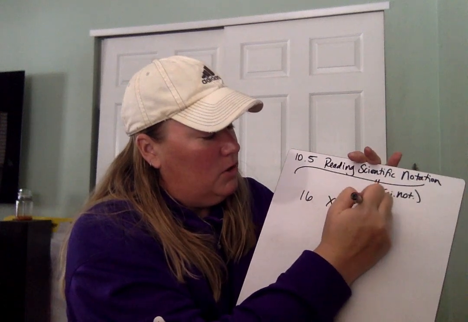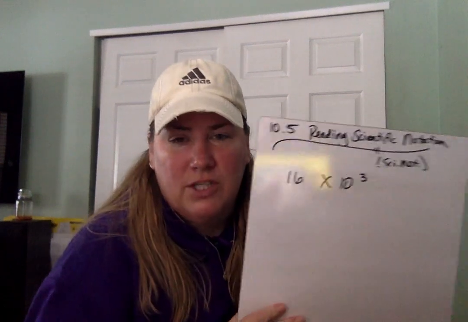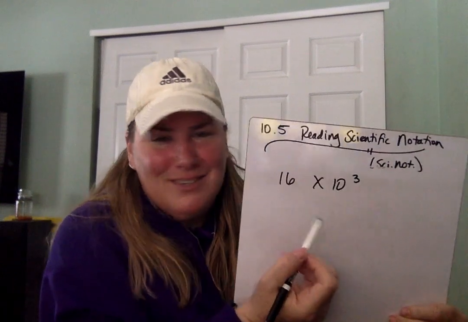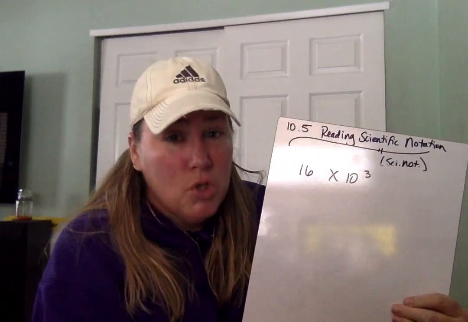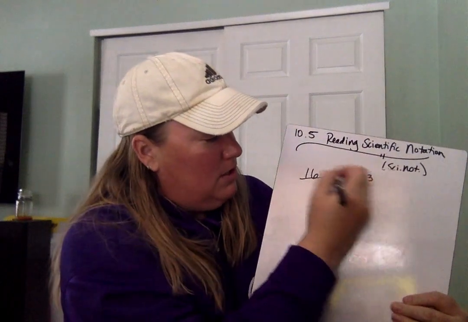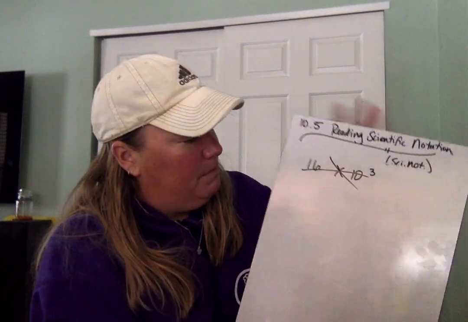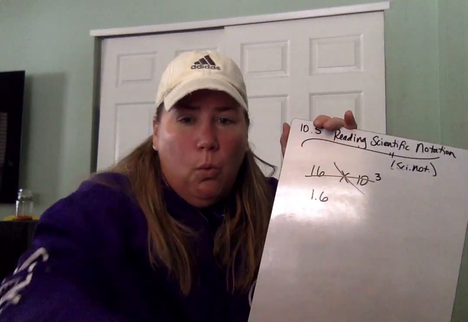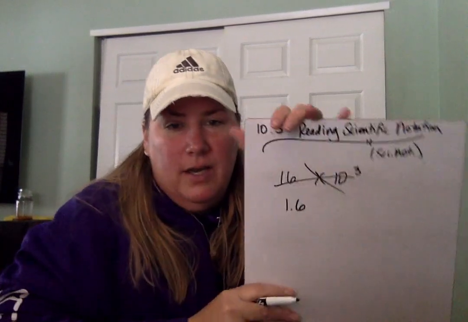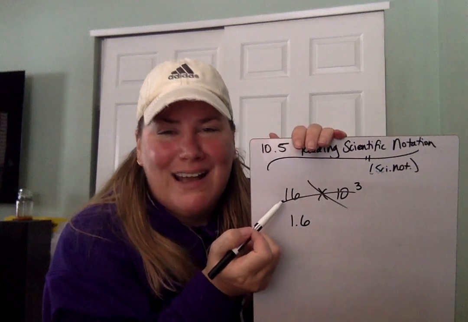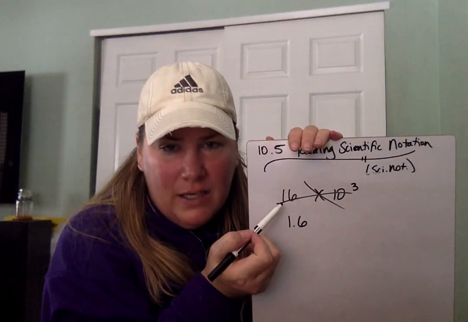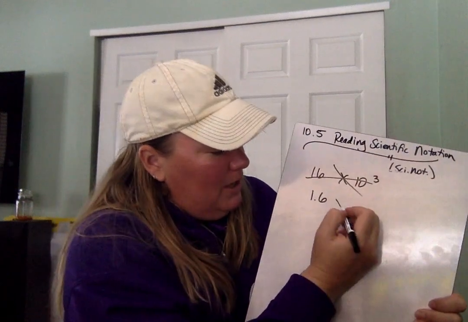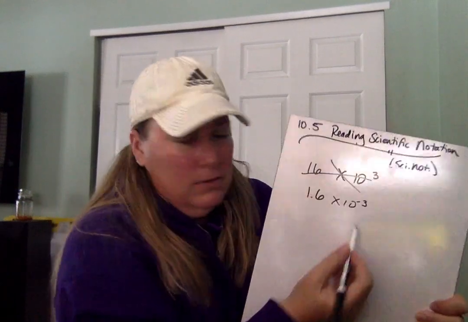16 times 10 to the 3rd. Can I write that in standard form? Well, first of all, this isn't in scientific notation, so I can't even do anything with this problem. Now what I can do is 1.6. Okay? So remember, this number, your factor, has to be less than 10 in order to do anything with scientific notation. But you can do that.